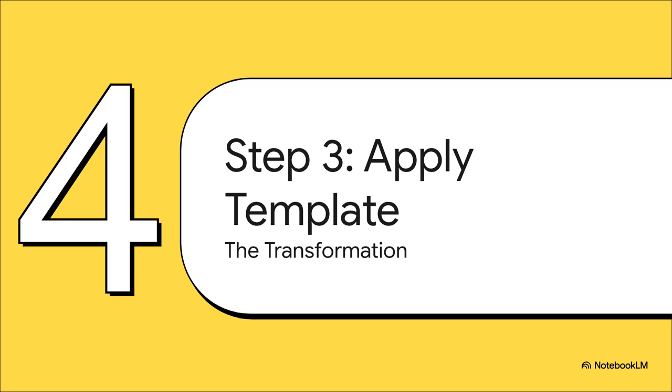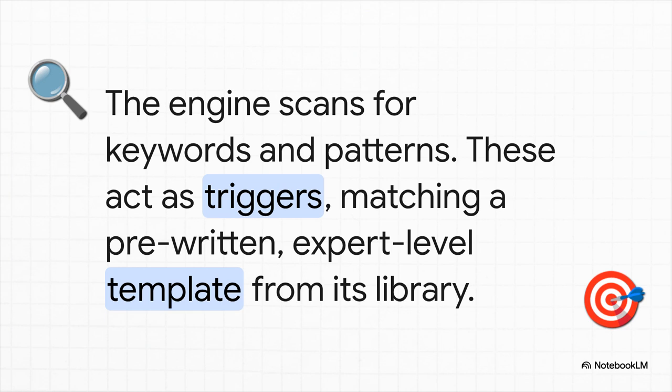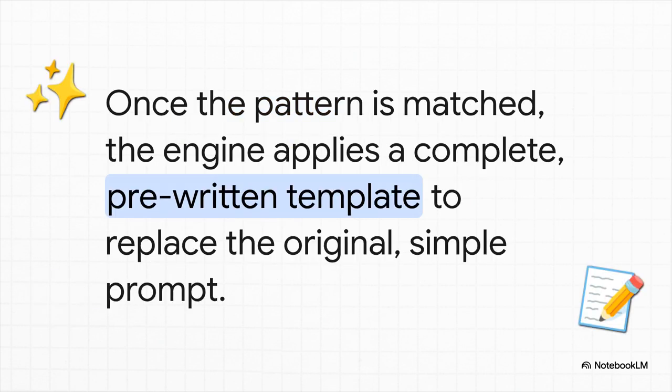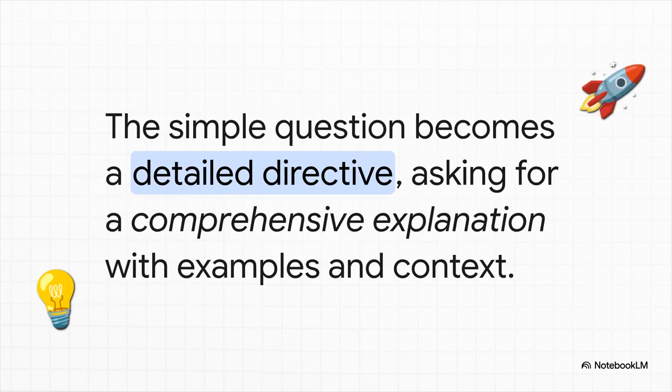Now we get to the real heart of this thing, the AI-aware rules engine. This is where the magic really happens. This is the transformation. But how does it know which recipe to use? Well, the engine scans our prompt looking for very specific keywords and patterns. You can think of them like triggers that tell the system exactly which expert template to grab from its library. For instance, here's a really simple pattern. It's just designed to spot basic questions that start with words like what, how, or why. And once a pattern like that gets a match, the system doesn't just tweak a word or two. No, it applies a complete, pre-written, expert-level template to the whole thing. And boom, this is what you get.